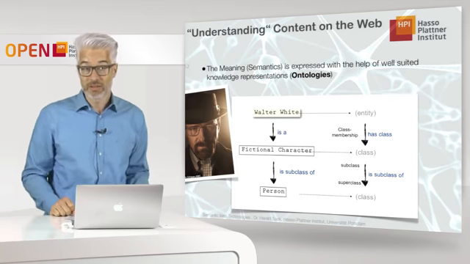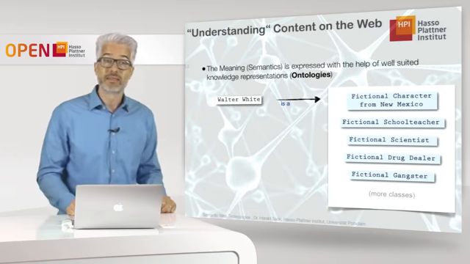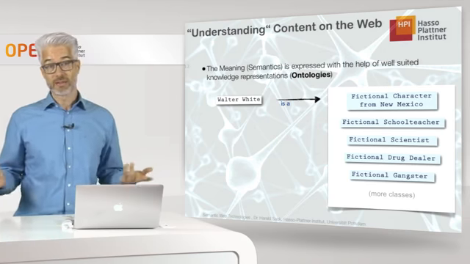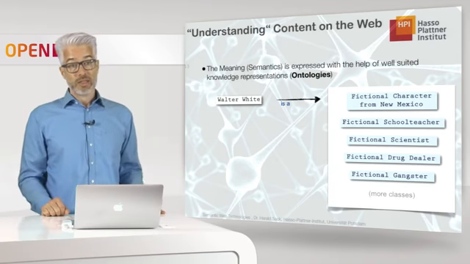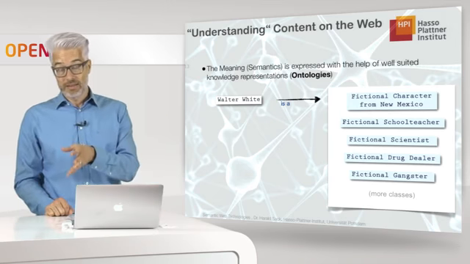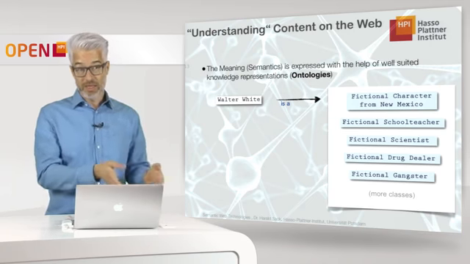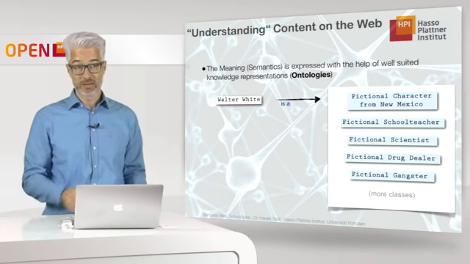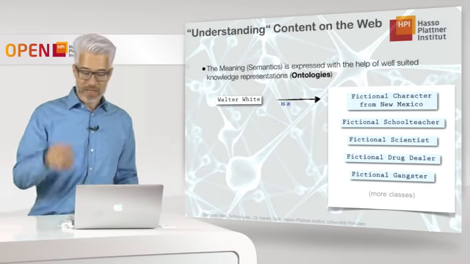But also with this knowledge we can do a lot. So for example, we might know that Walter White is a member of several classes. You see the classes here, for example, fictional characters from New Mexico, fictional school teacher, fictional scientist, fictional drug dealer, fictional gangster. You might wonder where I came up with all these classes. These are the classes where the character Walter White is put in Wikipedia. So you have the Wikipedia page for this character, and this character belongs to several categories within Wikipedia, the online encyclopedia, and there are lots of classes. So there are even more.